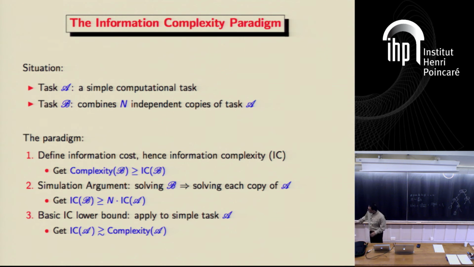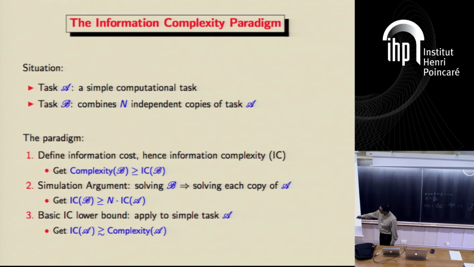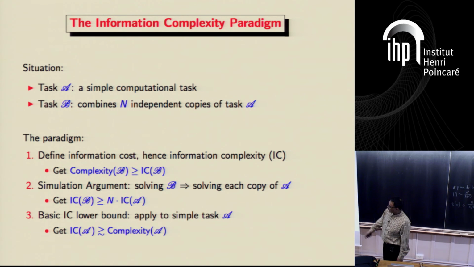Then finally, if you combine parts 1 and 2, you get that the complexity of B is at least n times the information complexity of A. But we want to prove that it's at least n times the complexity of A in the original notion of complexity. So we have to prove some kind of reverse inequality, and maybe it's only true approximately. Hopefully we can prove this reverse inequality because we only have a simple task A here, so maybe we can do it by some ad hoc means.